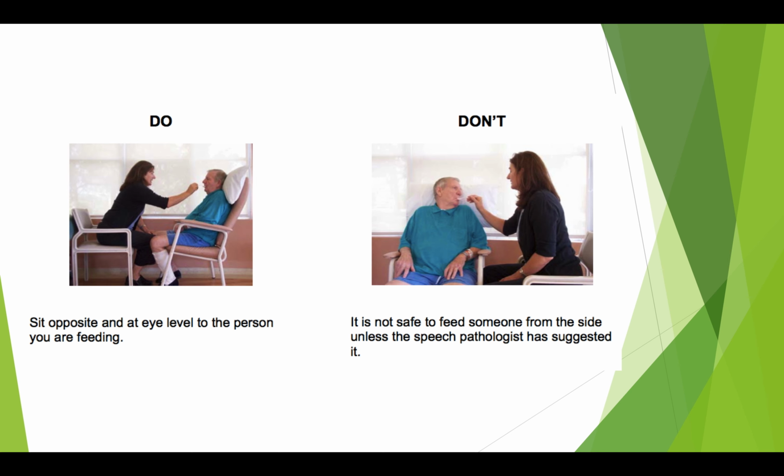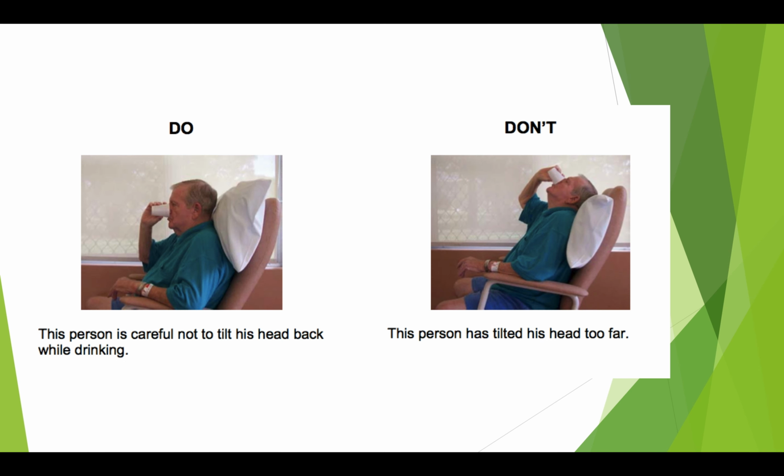Sit opposite and at eye level to the person you are feeding, as shown in the first picture. Do not feed them from the side unless the speech pathologist has asked you to do so. Make sure the person's head is at 90 degrees and not tilted too far back.